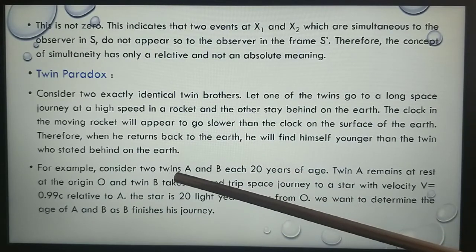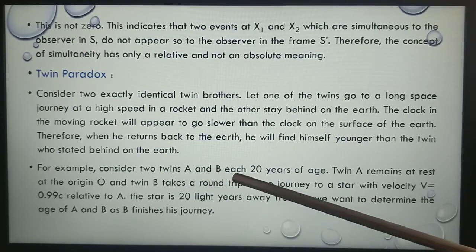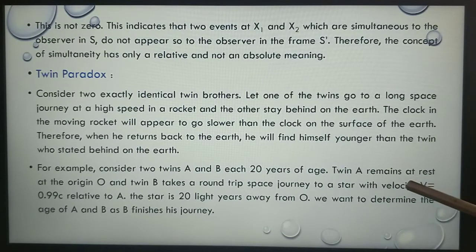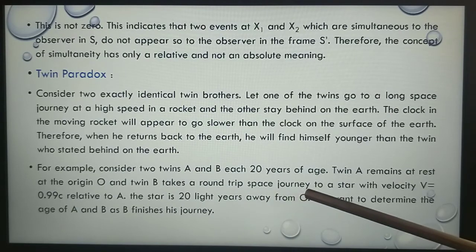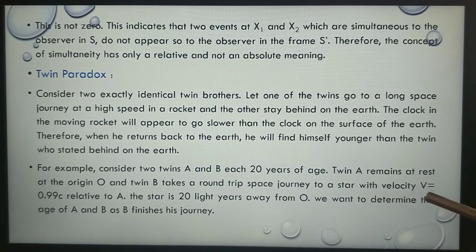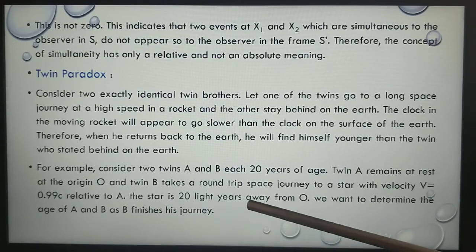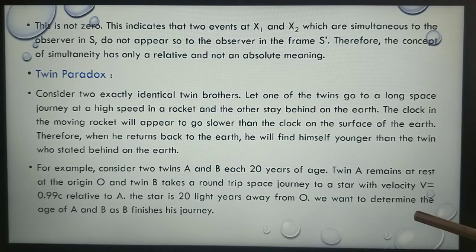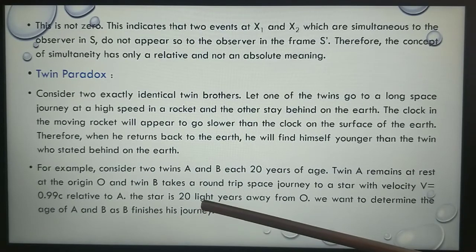So we understand this by taking an example. Consider two twins A and B, each 20 years of age. Twin A remains at rest at the origin O and twin B takes a round trip space journey to a star with velocity v equal to 0.99 c relative to A. The star is 20 light years away from O, that means from Earth. We want to determine the age of A and B as B finishes his journey.